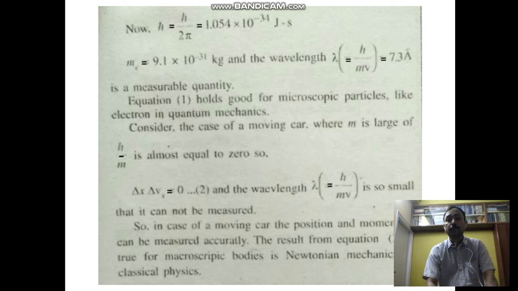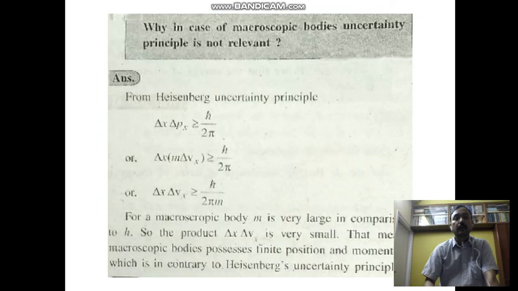The result from equation 2 is true for macroscopic bodies in Newtonian mechanics or classical physics. Come to the next problem.